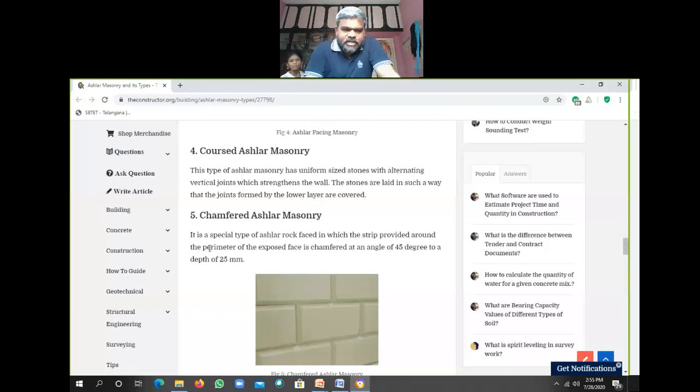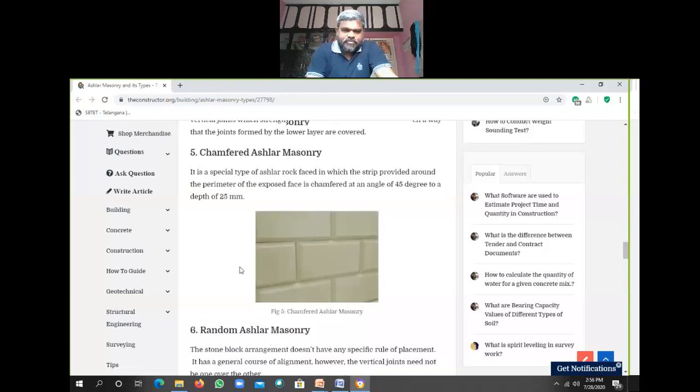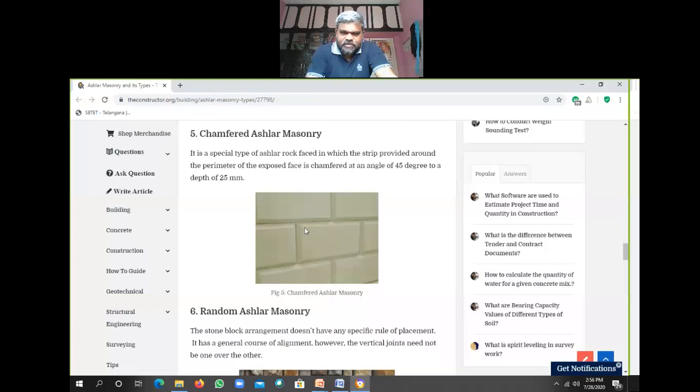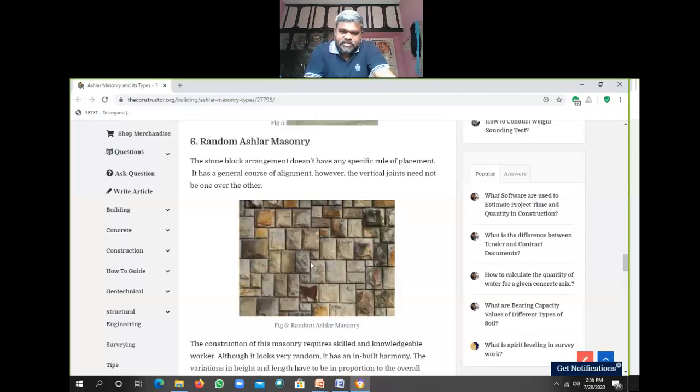Chamfered ashlar masonry. It is a special type of ashlar masonry, rock face, in which the strips provided around the perimeter of the exposed face are chamfered at an angle of 45 degrees to a depth of 25 mm. This is a chamfer. It means the exposed part of the stone edges are cut at an angle like this. This is a chamfer.